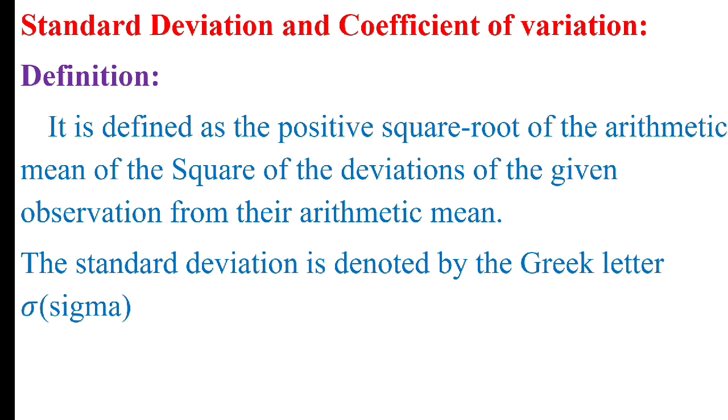It is defined as the positive square root of the arithmetic mean of the squares of the deviations of the given observations from their arithmetic mean. In a simple way, you can say it is the square root of the mean of the squared deviations from the arithmetic mean, and that is called standard deviation. Previously we studied mean deviation, where the sign was neglected. Here we are not neglecting signs; we take the square, and automatically it becomes a positive value. That is what the definition says, and that is the way we study it here.